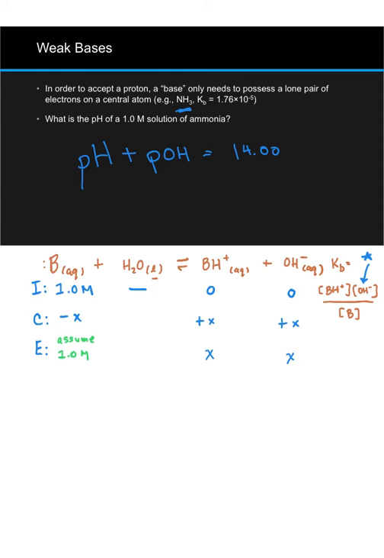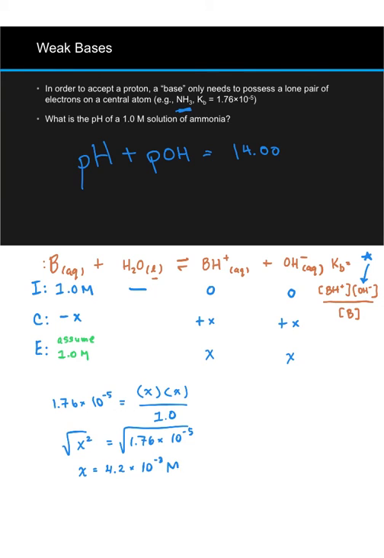We're given a Kb value for this ammonia, 1.76 times 10 to the minus 5, and told that that's equal to BH plus at equilibrium, X, times OH minus concentration at equilibrium, also X, divided by 1. To solve this, take the square root of both sides, multiplying 1 through, and X ends up being 4.2 times 10 to the minus 3 molar. Keep in mind that because we're working with a base, this is equal to the hydroxide ion concentration at equilibrium.